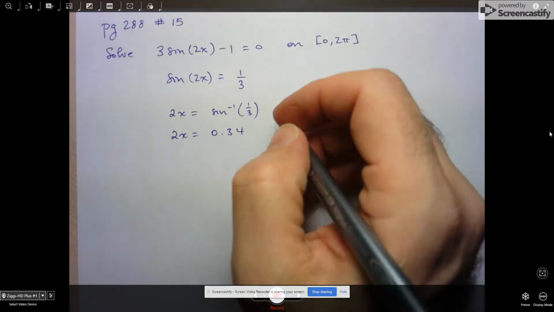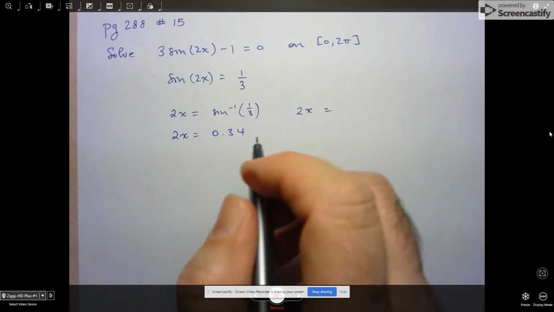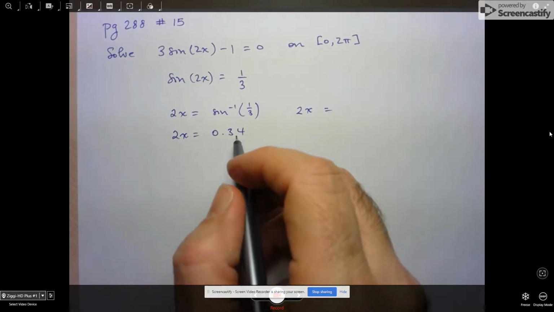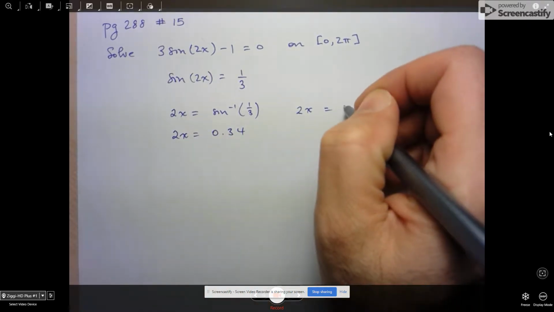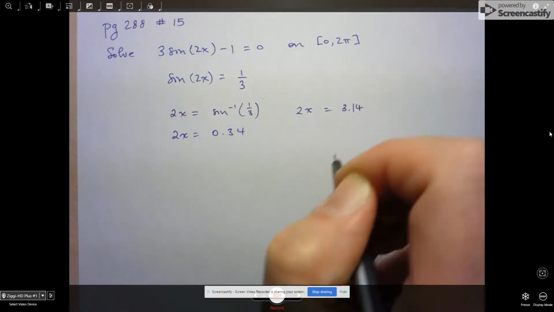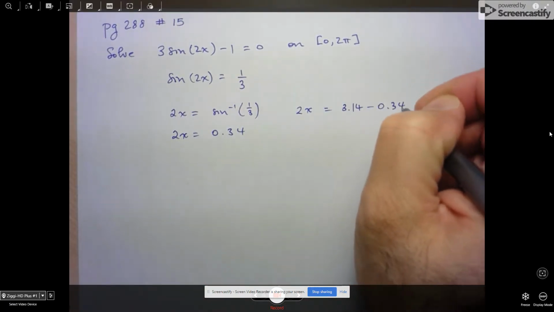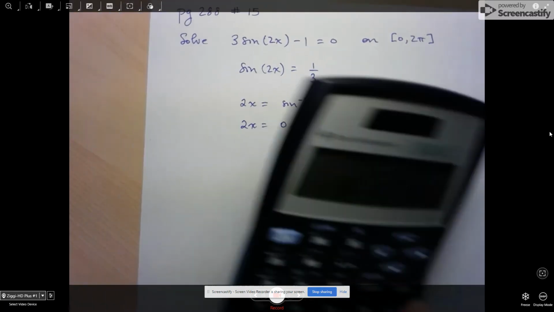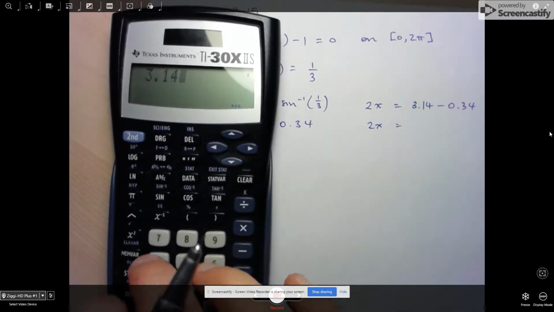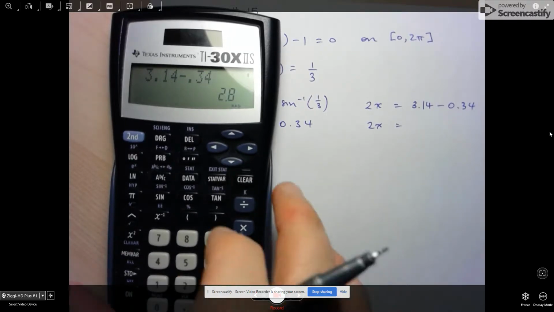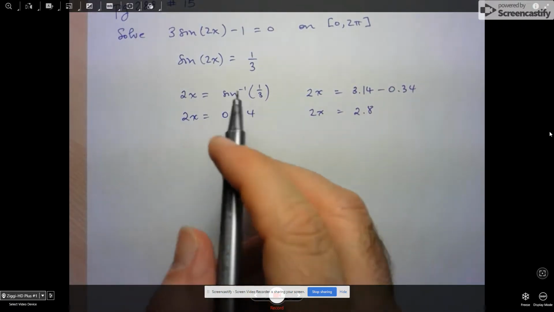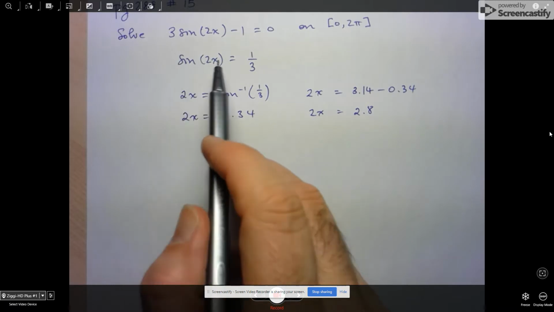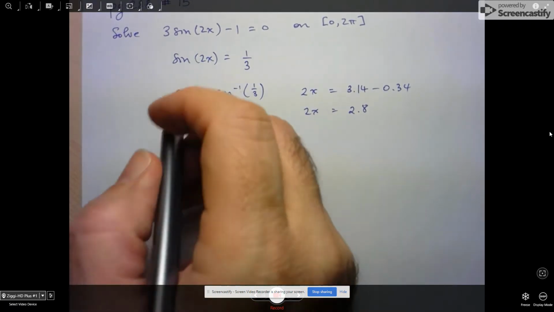Now to get a second answer, we're just going to take pi minus 0.34. In other words, use the related angle identity for sine. So it's going to be pi, which I'll approximate with 3.14, minus 0.34. So 2x is equal to 3.14 minus 0.34, which is 2.8. This is step 2, to find our two answers that correspond to sine being equal to 1/3.